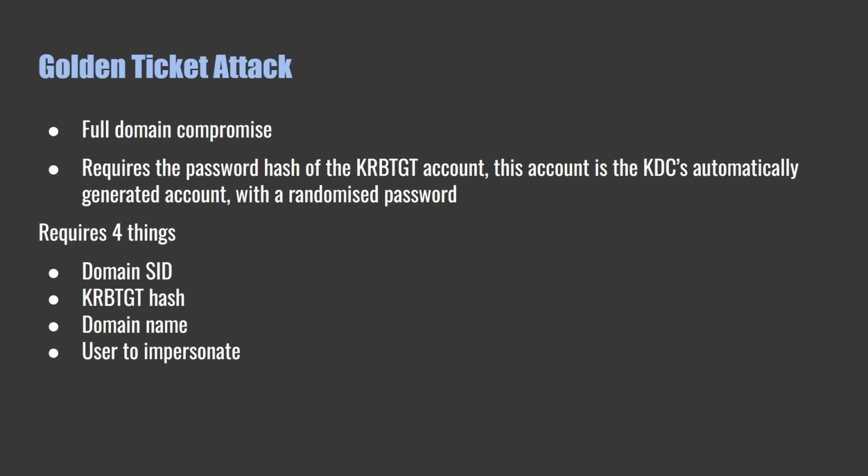So now we're on to the golden ticket attack. This type of attack allows you a full domain compromise, and it's a good persistence method. And this is only available when the password hash of the KRBTGT account is known. This account is the KDC's automatically generated account with a randomized password, as we should already know up until this point. Again, it requires four things: the domain SID, the KRBTGT account hash, the domain name, and the user we want to access.